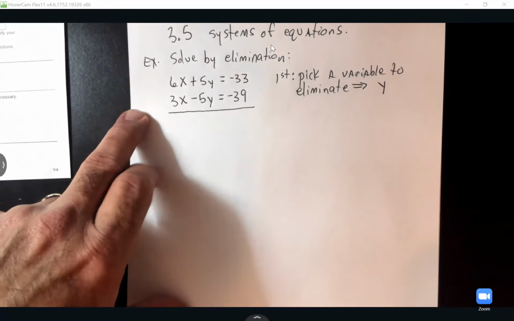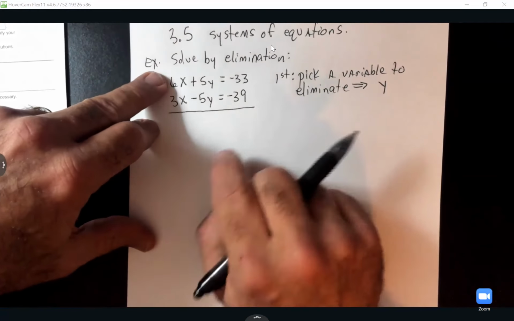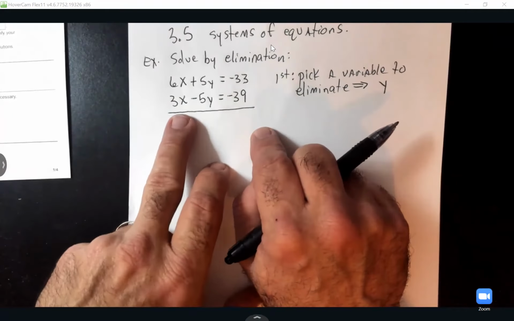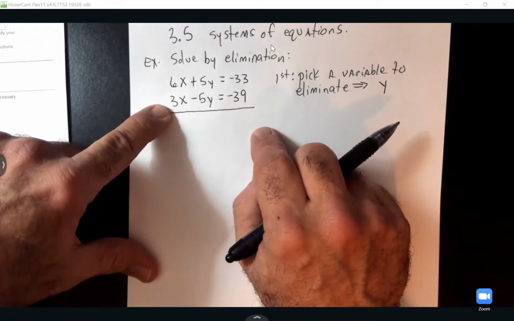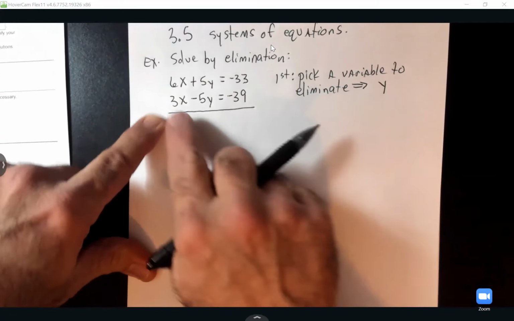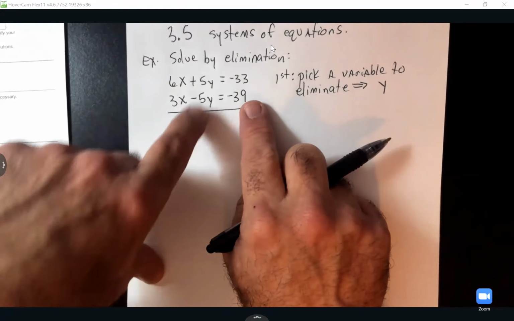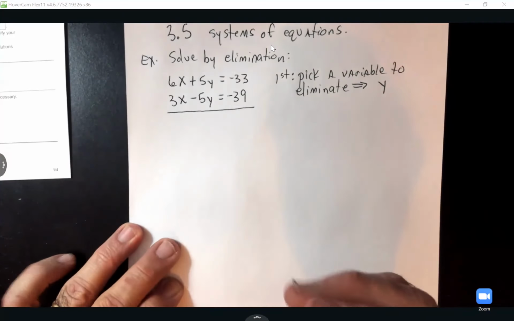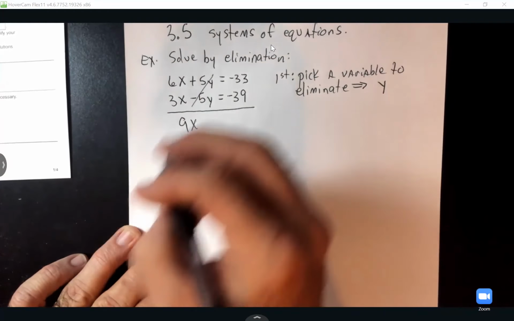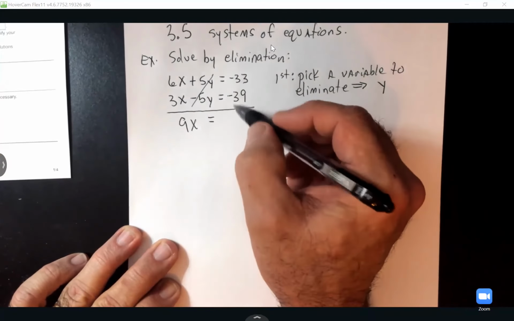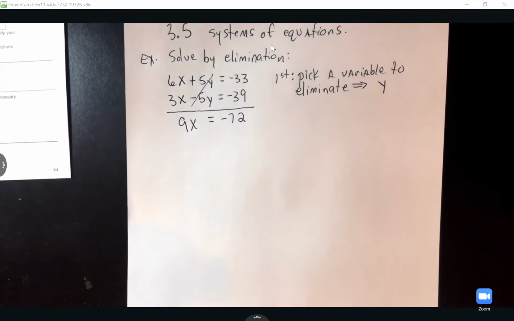Because to do the y's, I don't have to change nothing. If I wanted to do the x's, well, I got a positive 6x and a 3. If this is the 6x I kept, I would have to somehow turn this 3 into a negative 6. So to do that, I would have to multiply that whole row by a negative 2 to make that happen. So since the y is already canceled, let's just add this and get that. So that gives me 9x's. The y's cancel. Negative 33 and negative 39 is a negative 72 when we add.